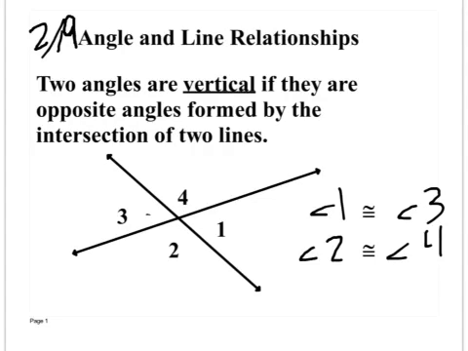Angle 2 is congruent to angle 4 because they're opposite of each other. Congruent means equal to. If angle 1 is 50 degrees, what's angle 3? 50 degrees. If angle 2 is 50 degrees, what's angle 4? 50 degrees. If angle 2 is 100 degrees, what's angle 4? 100 degrees, because they're equal to each other.